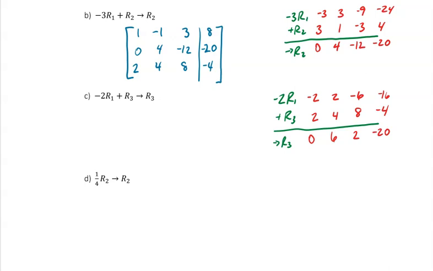All right, so let's go ahead and write our new matrix. So rows 1 and 2 did not change. So for the first 2 rows, I'm just going to be copying those down. For the third row, though, we're going to use our new one that we just got. So our new row 3 is 0, 6, 2, negative 20.